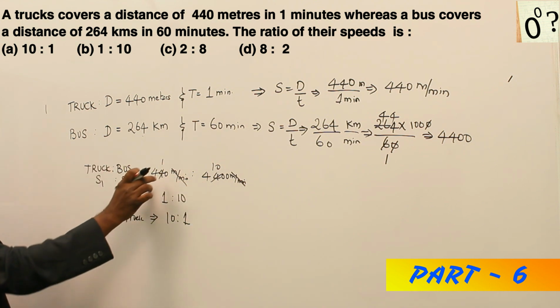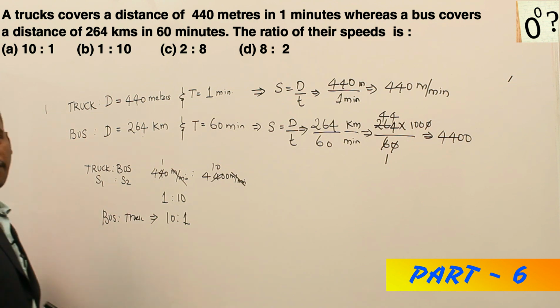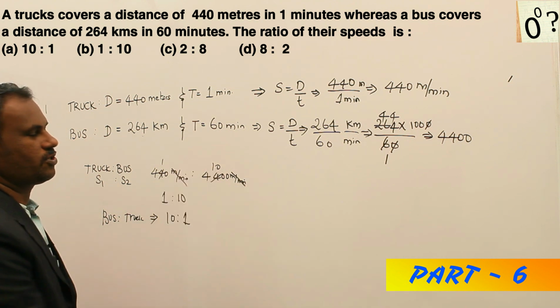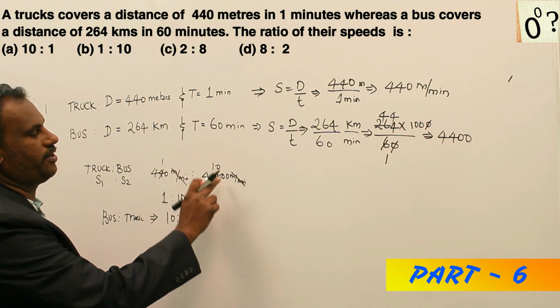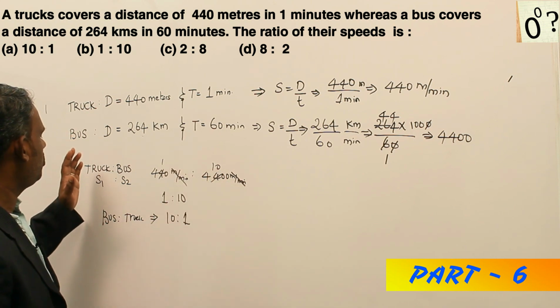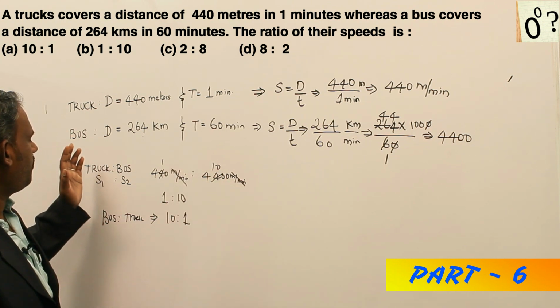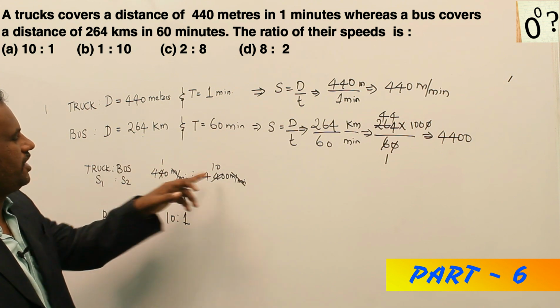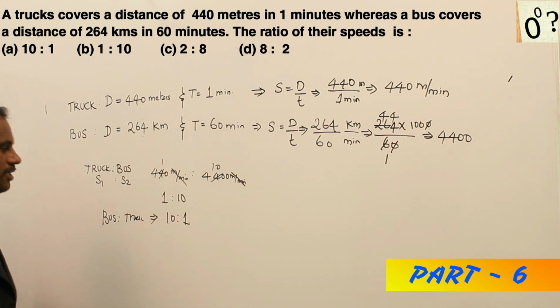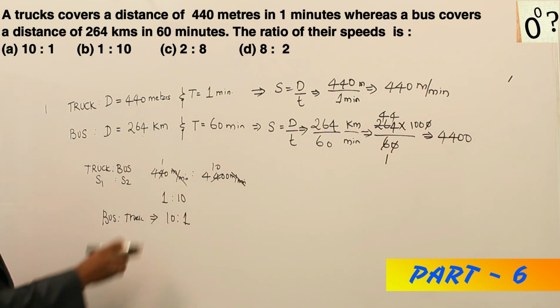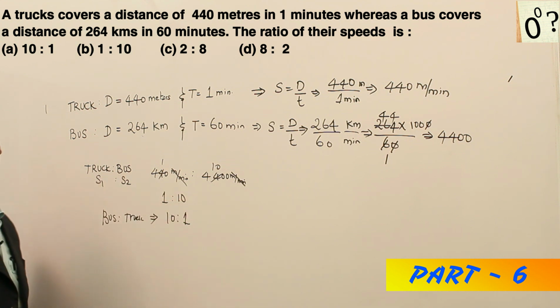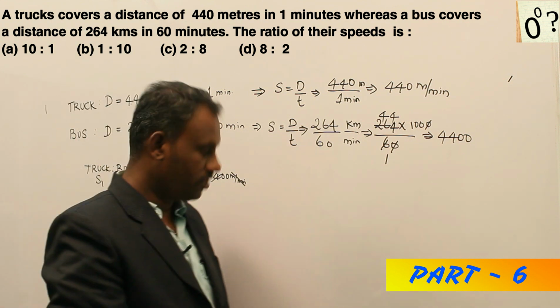Here the truck is to bus: the truck is 440 meters per minute and the bus is going 4400 meters per minute. So the ratio of truck to bus is 1:10. If they ask for the ratio of bus to truck, we have to change it to 10:1. Okay, so the next question.